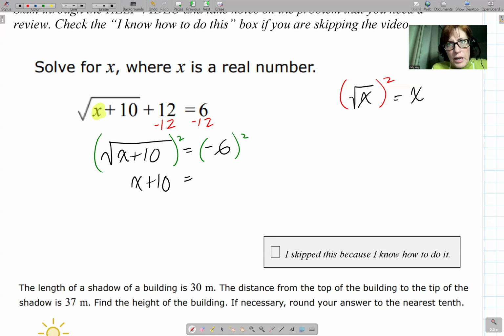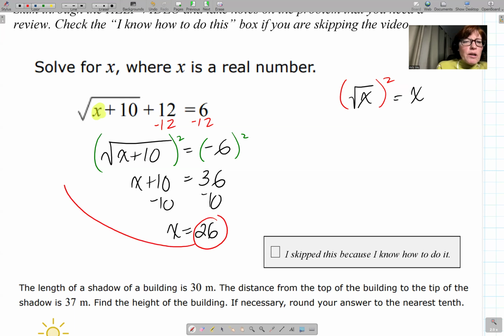Negative 6 times negative 6 is positive 36. And x equals 26. Now, many of you are going to think, wait, I got a whole number, it must be right. But wait, there's more. You actually have to test it. So we're going to take that answer and plug it in and see what happens.